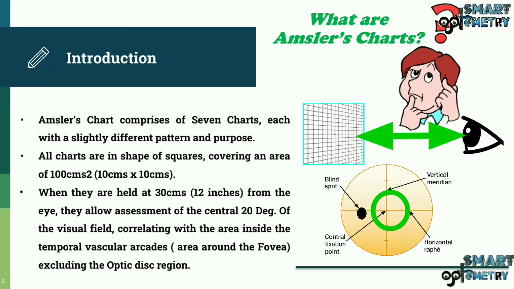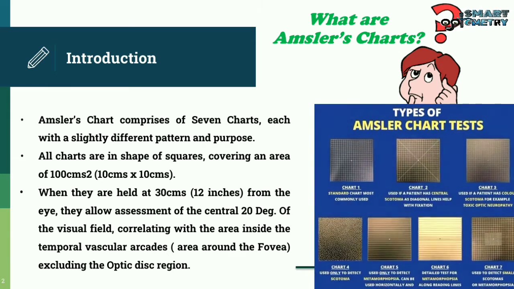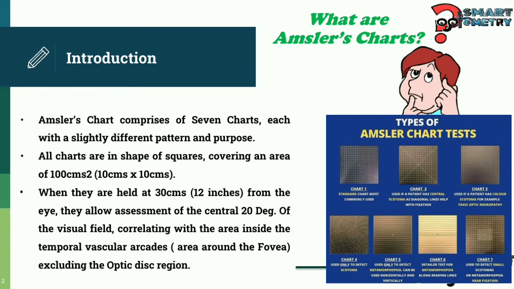central 20 degrees of the visual field, correlating with the area inside the temporal vascular arcades, that is the area around the fovea, excluding the optic disc region. Here you can see the different types of Amsler's chart tests.